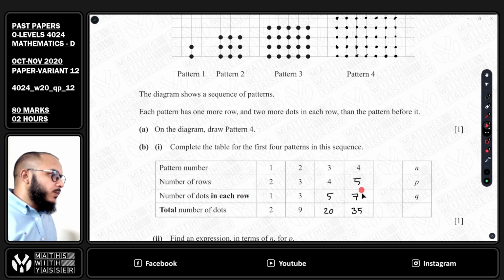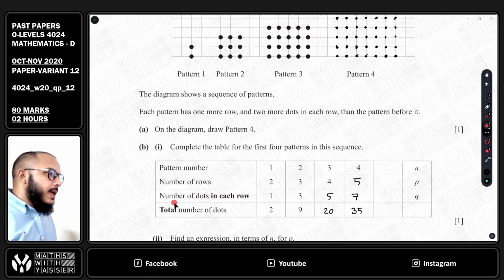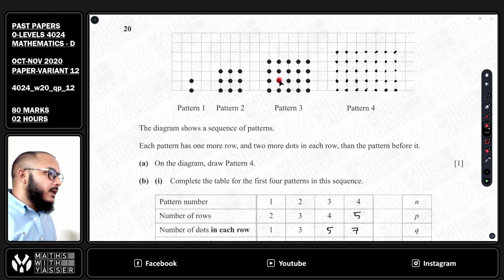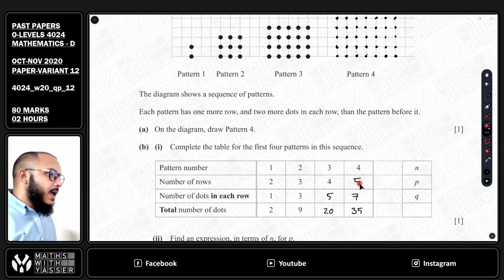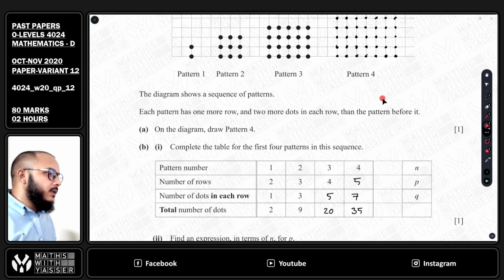So the missing numbers were these 5. So the number of rows in the 4th pattern, these are the number of rows, the horizontal ones. So there are 5 rows, and the number of dots in each row: for pattern 3, there are 5 dots in each row, and for pattern 4, there are 7 dots in each row.